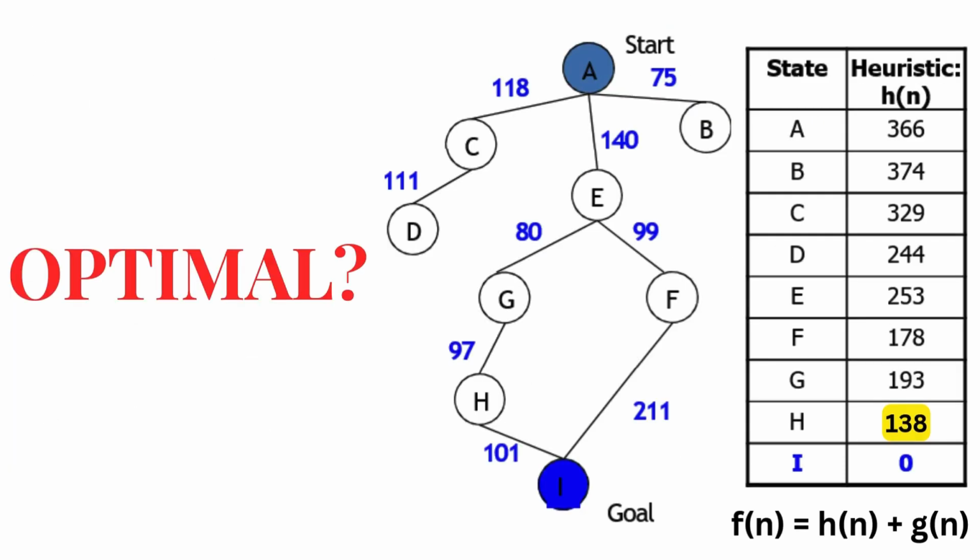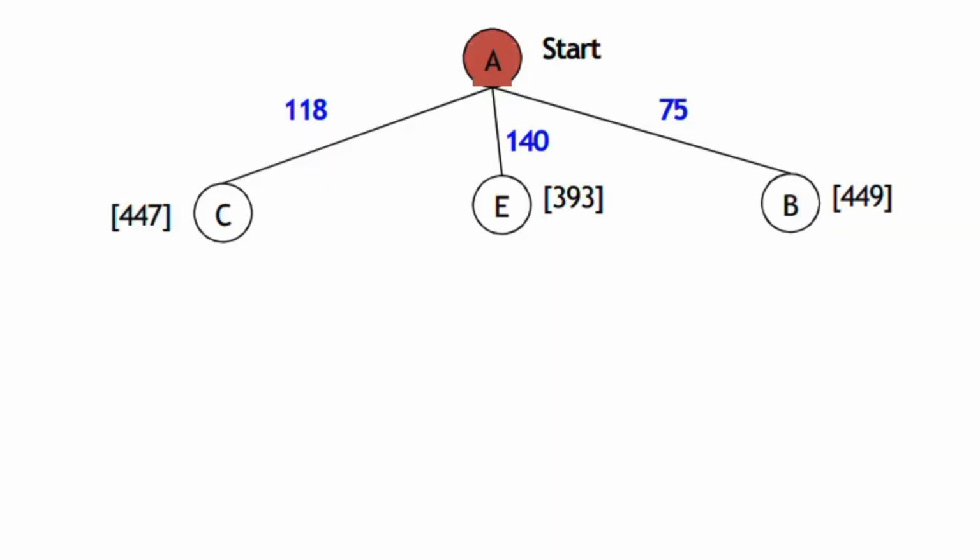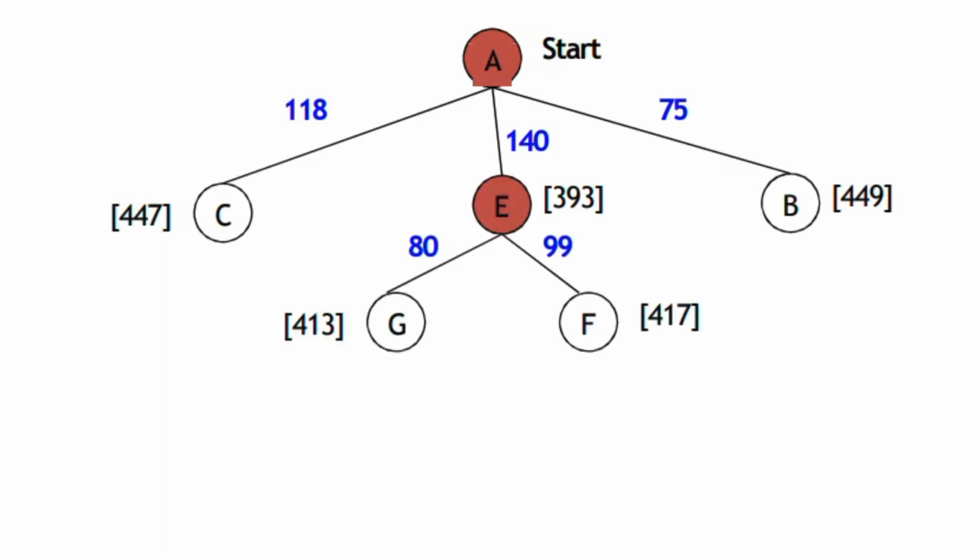Let's update the heuristic value of the H node from 98 to 138 and check if it is optimal. After exploring the root node, we will get C, E, and B. So the total cost by adding the heuristic value and the actual cost in front of each node: C has the total cost 447, E has 393, and B has 449. So the algorithm will move to the E node.